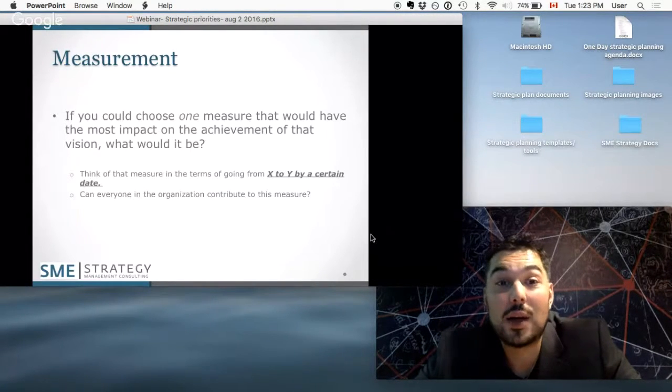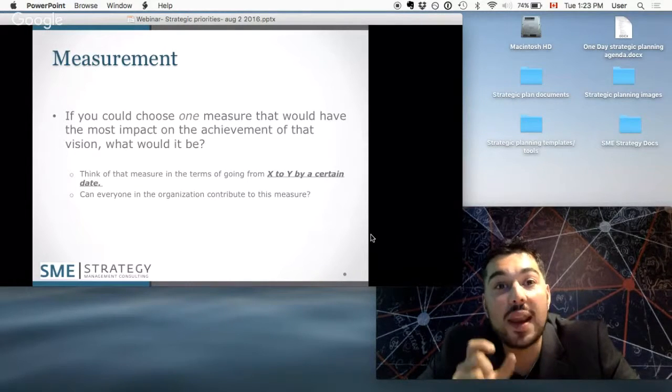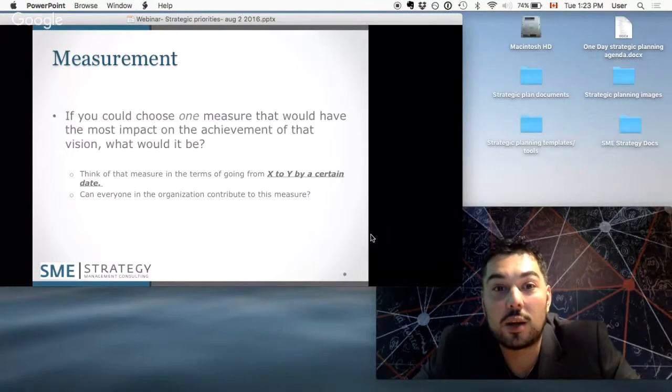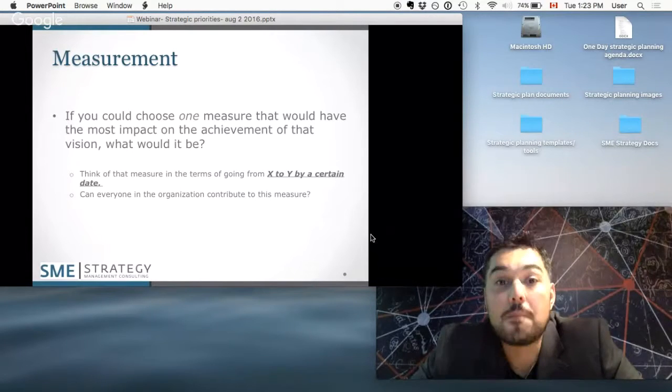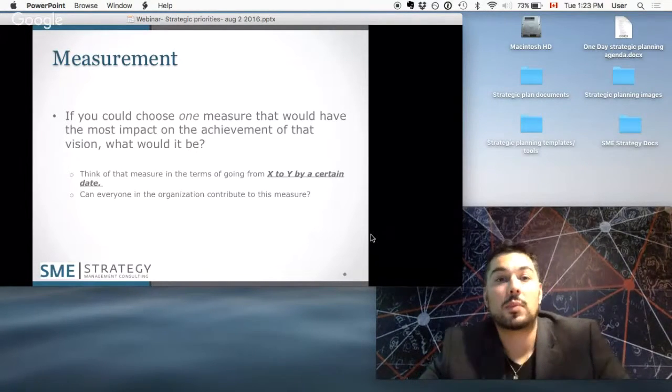How do you measure it? I would encourage you to pick one measure for each strategic priority that would have the most impact on the vision. And a way to think of it is moving from X to Y by date. Okay. And the question you should then ask yourself is, how can everybody in the organization contribute to this measure?